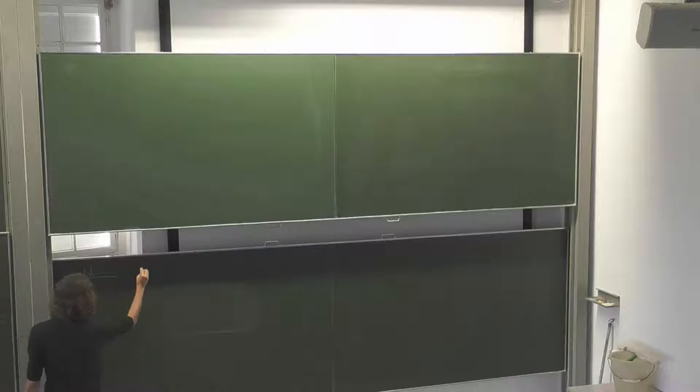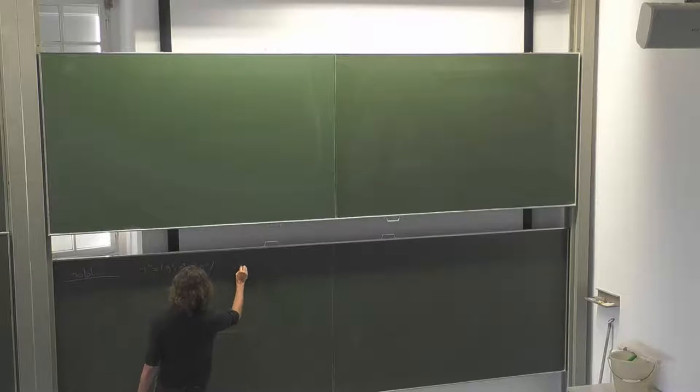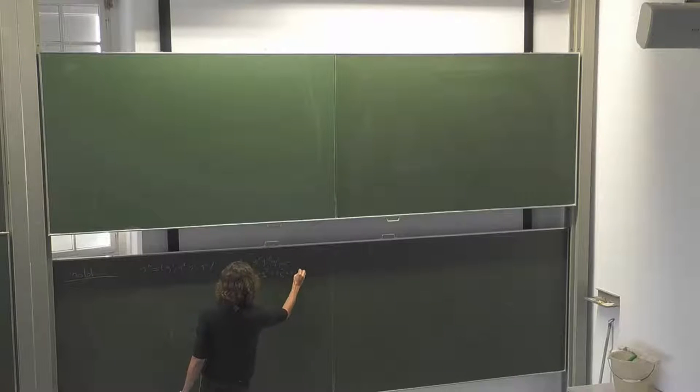y^μ is just (y^0, y^1, y^2, y^3). And then we have a Lorentzian metric, which in this case is η_μν dy^μ dy^ν, just what you expect.